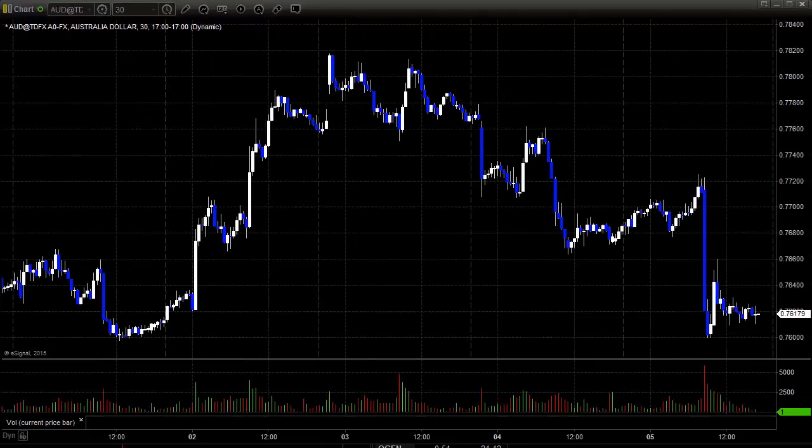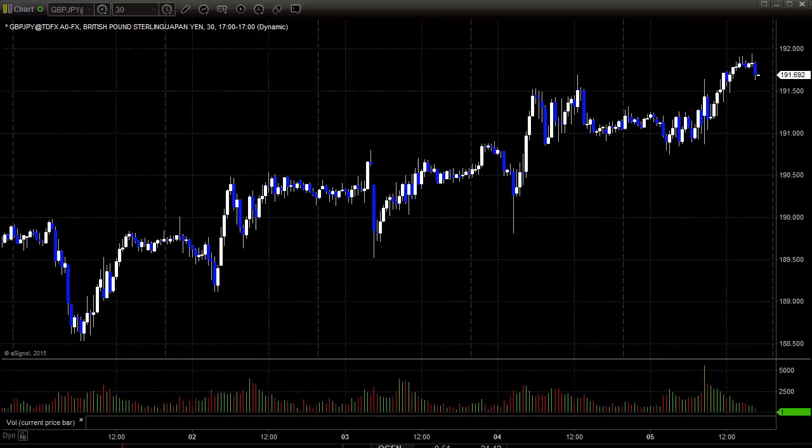Just look at that Aussie that's setting up for a potential breakdown. This thing traded about 200 pips of range over the week. And here's the pound yen, a cross pair. Steady rise going on there. All right, so that's the various pairs.